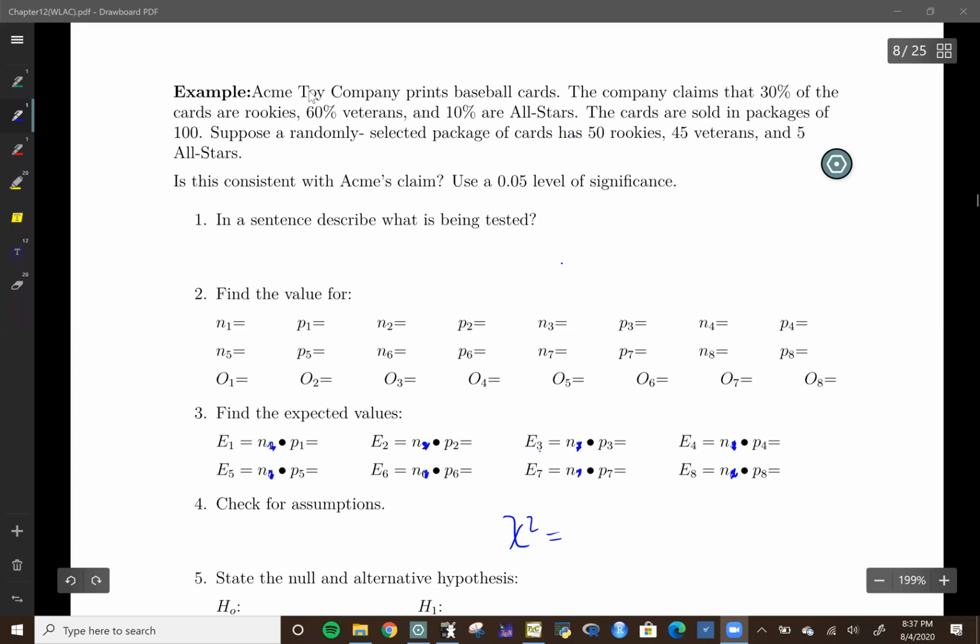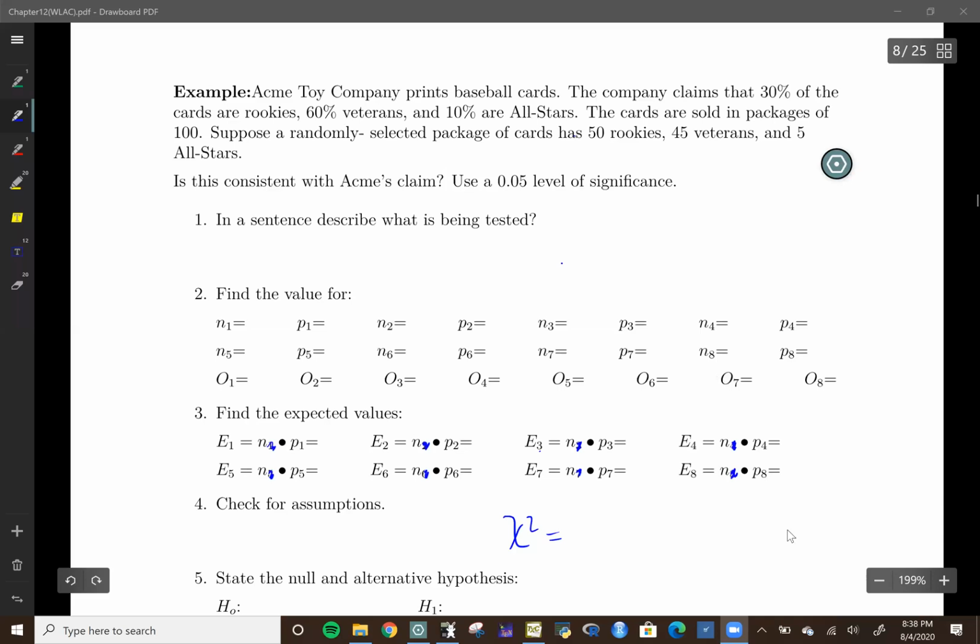It said Acme Toy Company prints baseball cards. The company claimed that 30% of the cards are rookie, 60% veterans, and 10% are all-star. The cards are sold in packages of 100. Suppose a randomly selected package of cards has 50 rookie, 45 veteran, and 5 all-star.